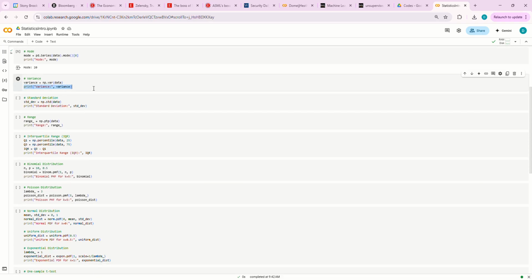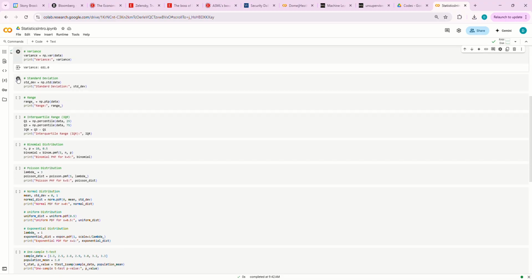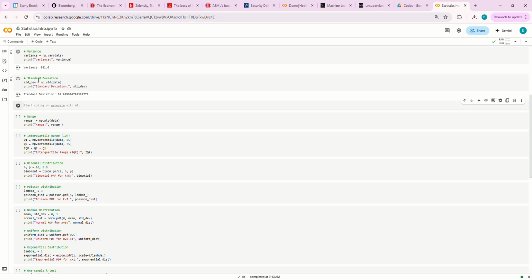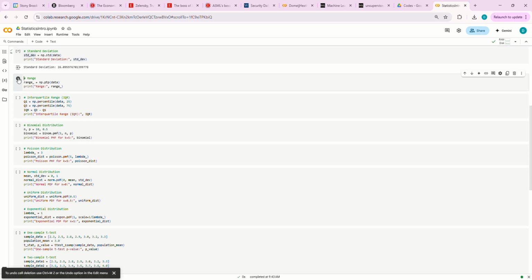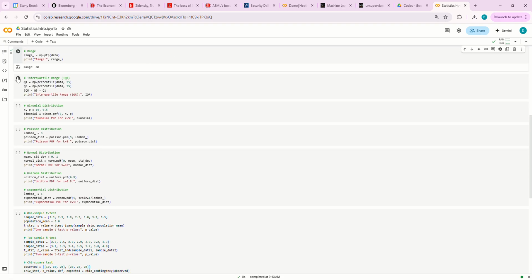Variance equals np.var of data. Standard deviation is going to be the square root of the variance. So if we did standard deviation squared, notice we end up back at the variance. Range, this is the smallest number taken from the largest number. So we get 80. Interquartile range, this is the difference between the third quartile and the first quartile.